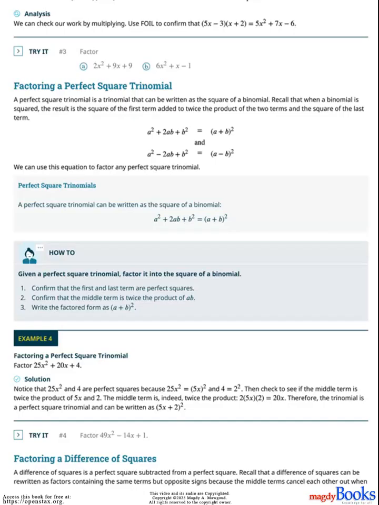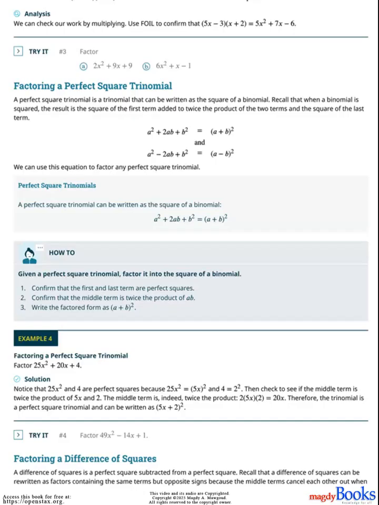1. Confirm that the first and last term are perfect squares. 2. Confirm that the middle term is twice the product of a and b. 3. Write the factored form as (a plus b) all squared. Example 4. Factoring a perfect square trinomial. Factor 25x squared plus 20x plus 4.